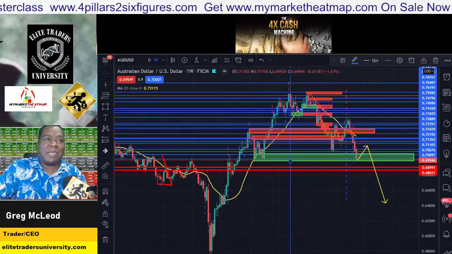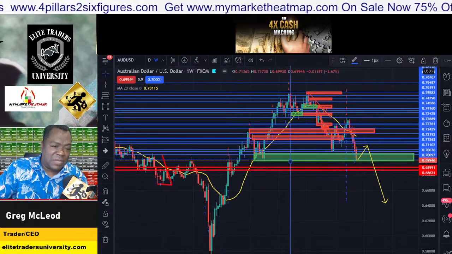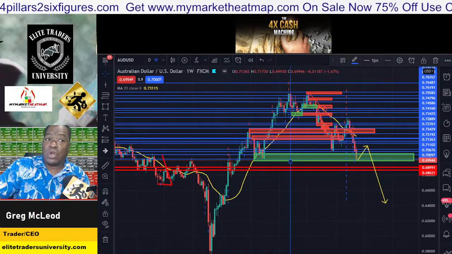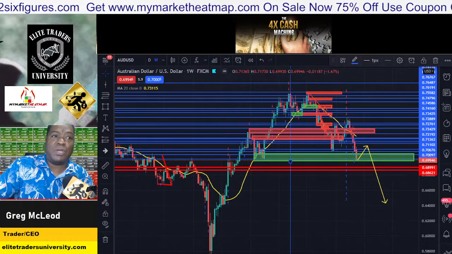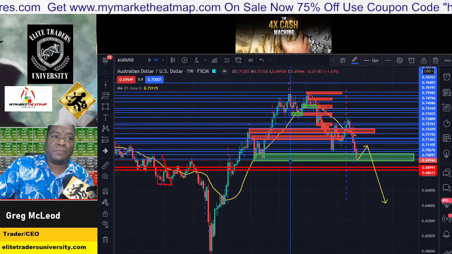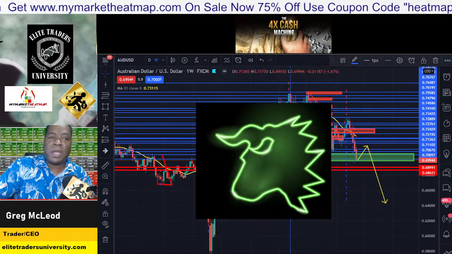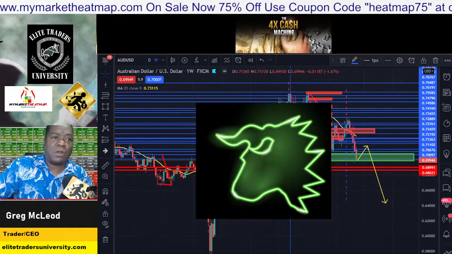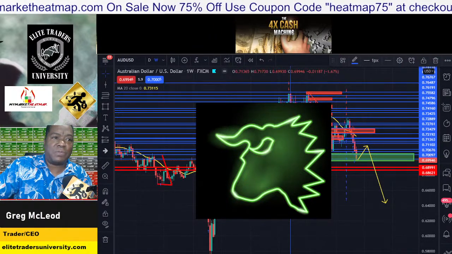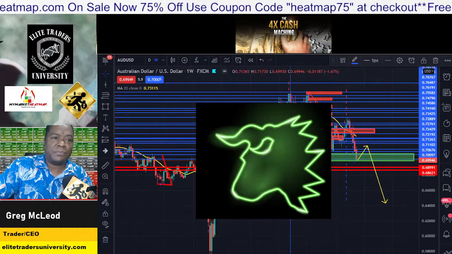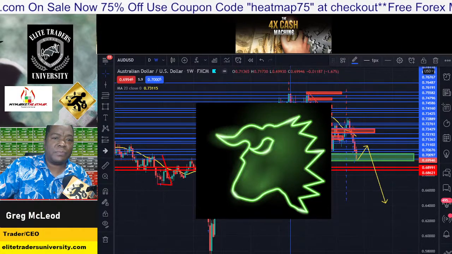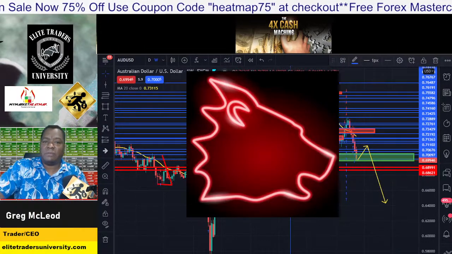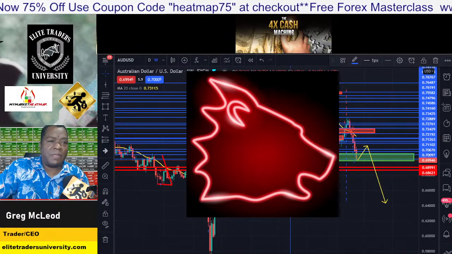So really, in bulls versus bears, I would be short-term bullish, but longer term, medium term bearish. So that's what I think about the Australian dollar.